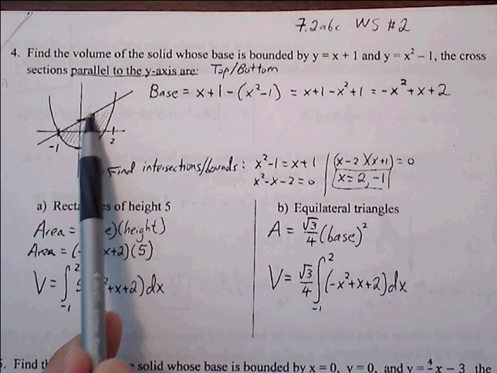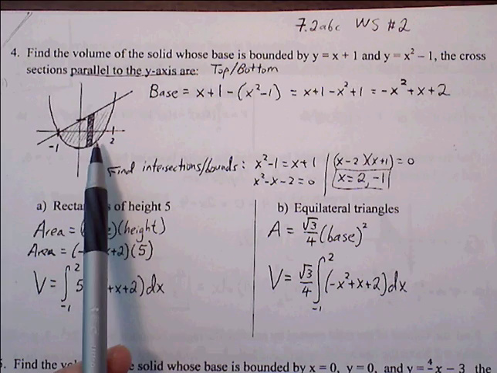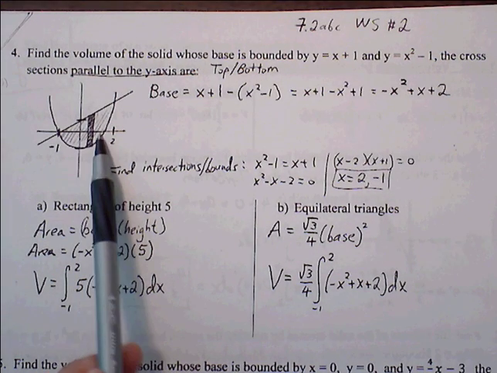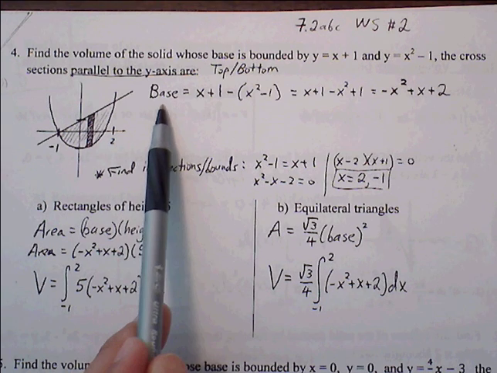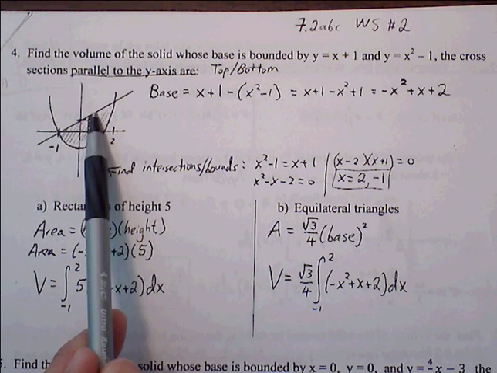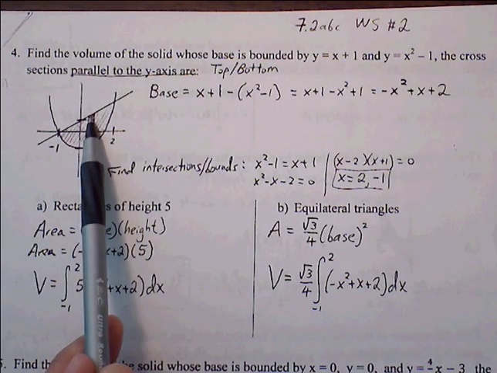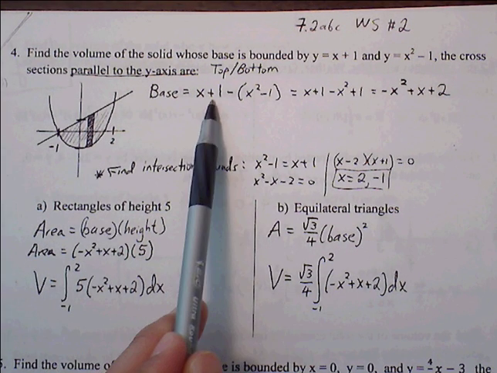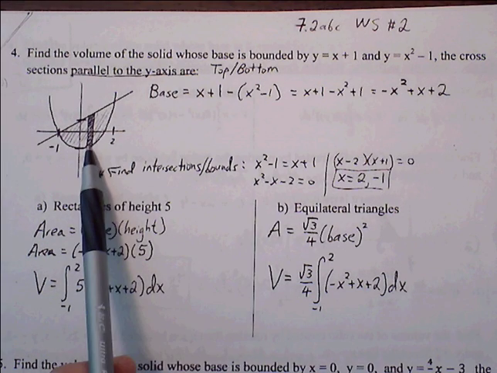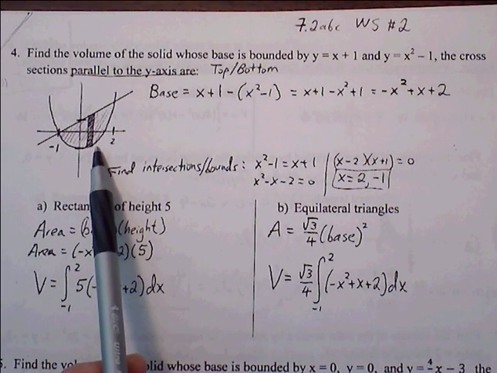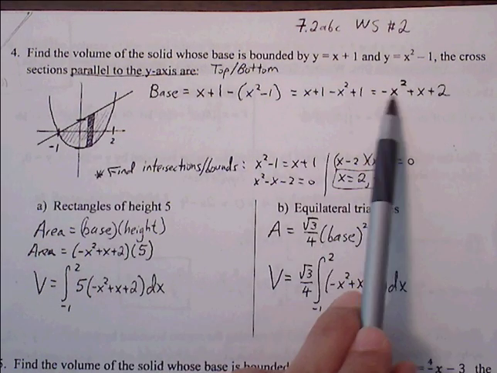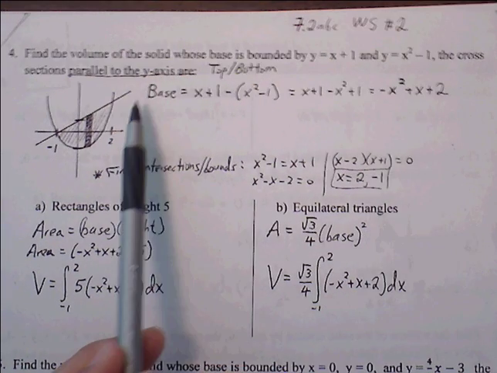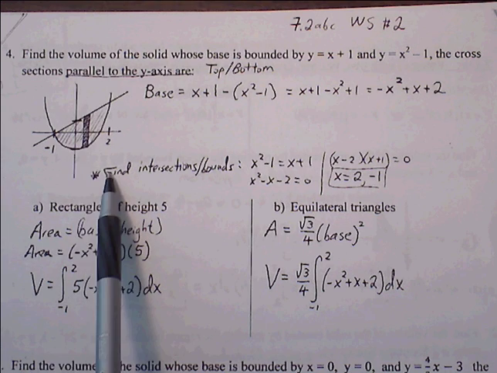So the base for whatever shape we want to build on top of this base, whether it's rectangles or equilateral triangles, we're going to be using this as a starting point. Top minus bottom is going to be the linear minus the curve. The linear is x plus 1. The curve is x squared minus 1. So x plus 1 minus (x squared minus 1) will reduce to negative x squared plus x plus 2. So this is the representative distance of this vertical base.